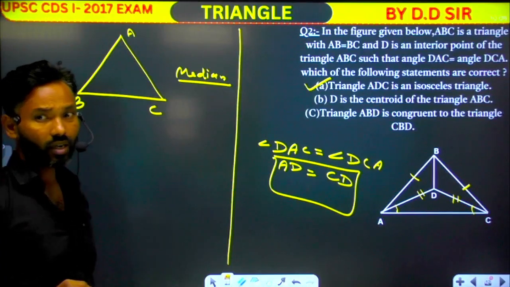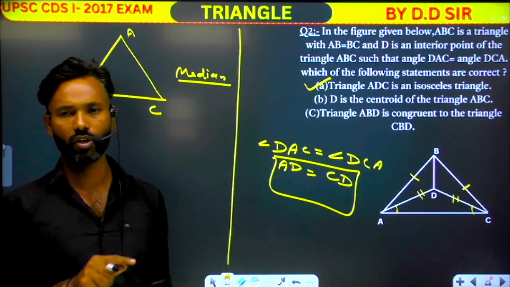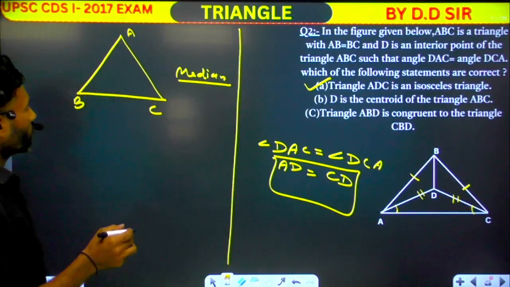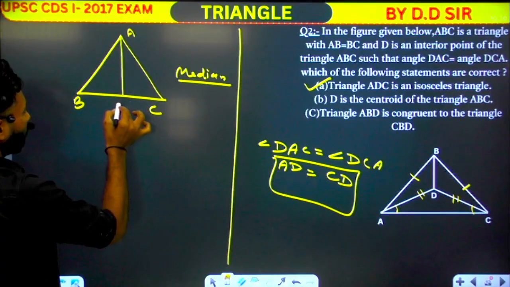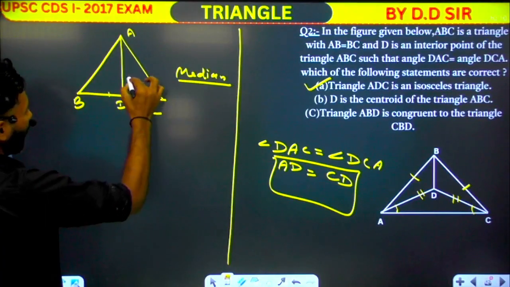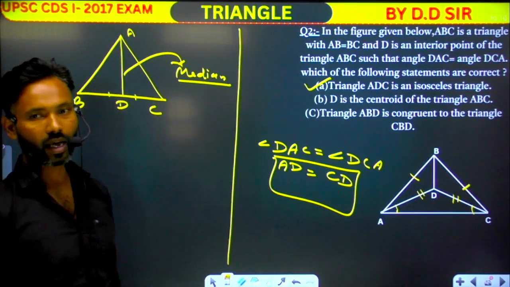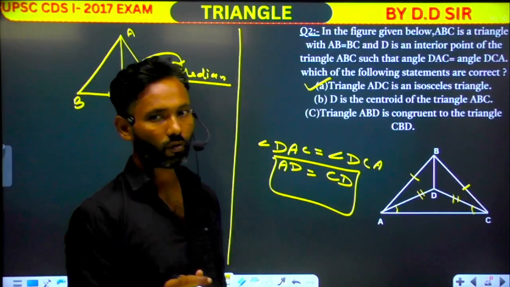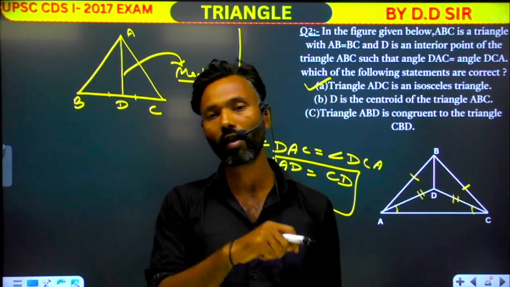A median is a line drawn from any vertex of the triangle that divides the opposite side into two equal parts. Suppose I draw a line from vertex A and it meets the midpoint D of side BC. Then AD works as a median of triangle ABC.